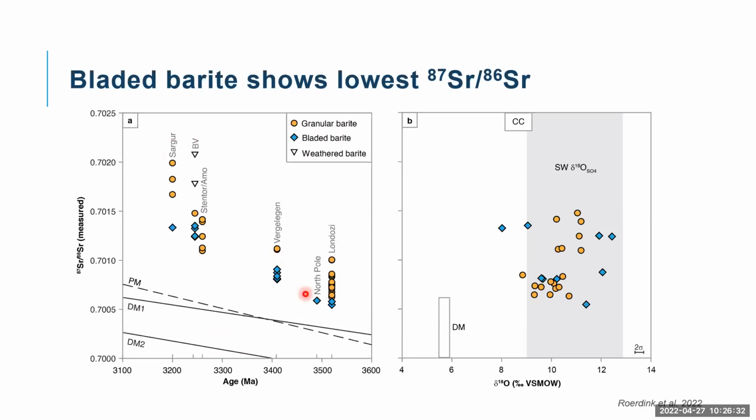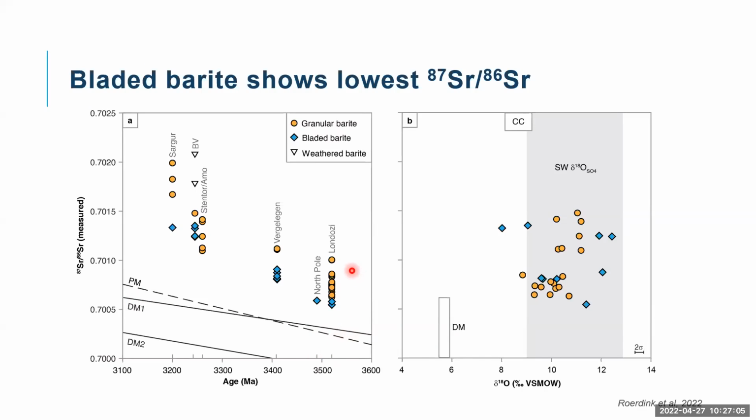So here on the left side, you see, actually, we also see a very clear difference in the chemistry between the bladed and the granular barite. Here on the left, you see the strontium isotope ratios of the barite versus their age. In blue, the bladed barite, and in yellow, the granular barite. You can clearly see that, first of all, the barite has a much more radiogenic, much higher strontium isotope ratio than the mantle curves at this time.